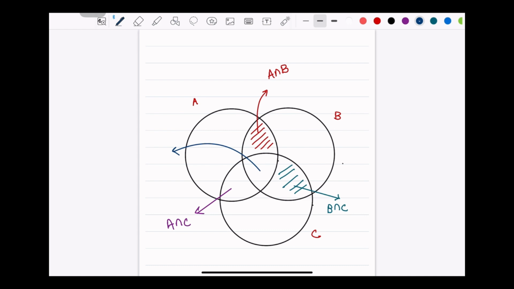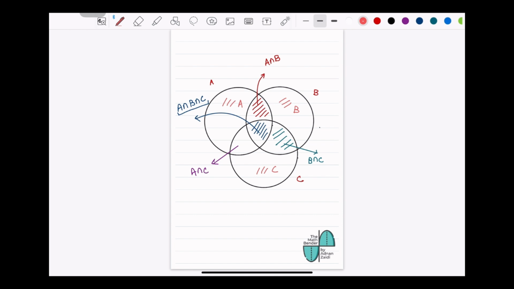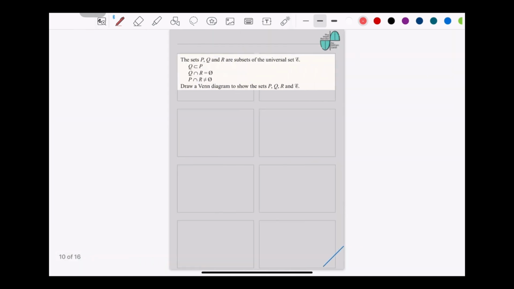But this region, this one, is common within A, B, and C. So we can say this is A intersection B intersection C. So this is common in all of these. Relatively, this one is only B, this one is only A, and this one is only C. Now, keeping that in mind, we'll see some questions related to these Venn diagrams.